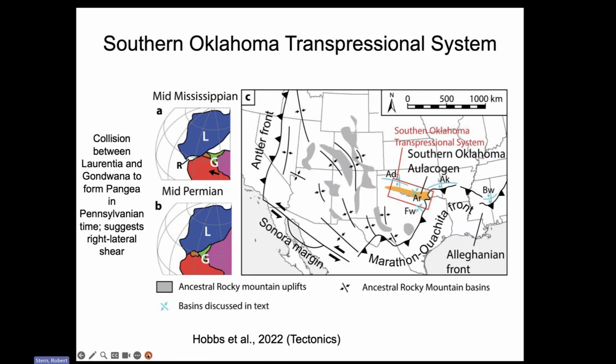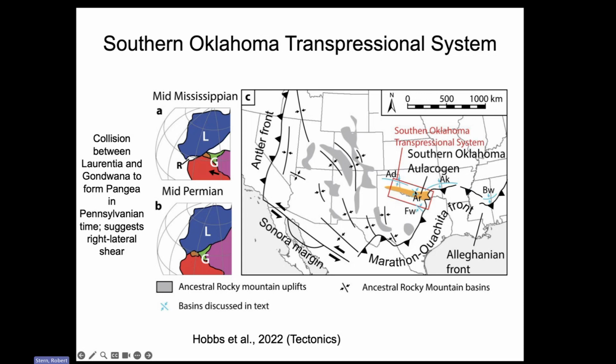All right, let's go up to southern Oklahoma. This is also considered to be a transpressional system. Only in contrast to the one in Southern California, this is an ancient one. This is something that happened in the Pennsylvanian and Permian as a result of the collision between Laurentia and Gondwana to form Pangea. So here we've got the Mississippian, which is on the order of 350 million years ago. And here we are in the mid-Permian, about 270 million years ago. And you can see it slipped by it.